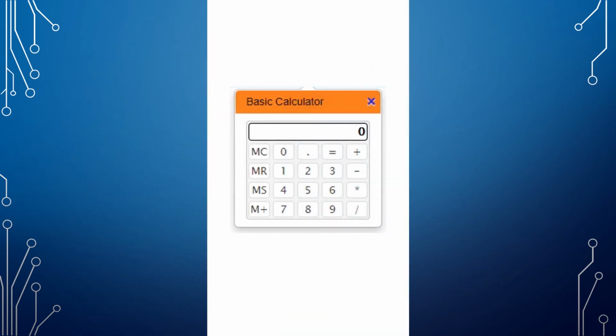If you make a mistake at any time while using the memory keys, pressing MC, or Memory Clear, will empty the memory, and you can begin your calculation again.